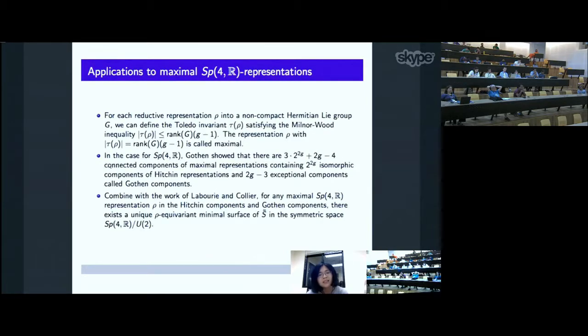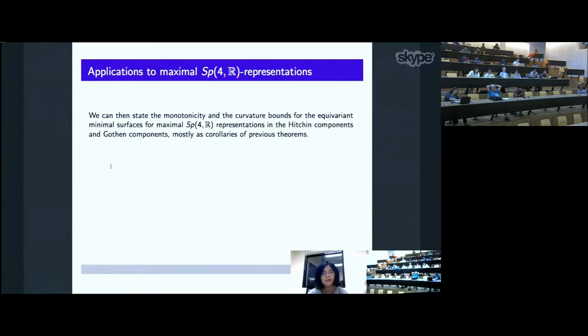Combined with the work of Labourie and Brian Collier, for every maximal Sp(4,R) representation rho in the Hitchin component and the Gothen component, there exists a unique rho-equivariant minimal surface from the universal cover of S into the symmetric space for Sp(4,R), which is Sp(4,R) quotient U(2). So we can then state the monotonicity property and the curvature bound for the equivariant minimal surface for maximal Sp(4,R) representations in the Hitchin and Gothen components.